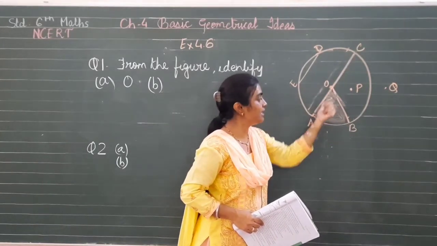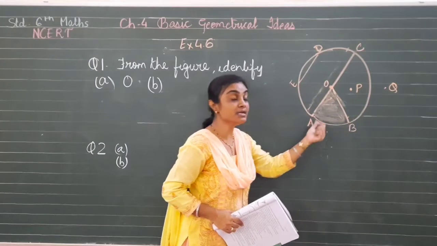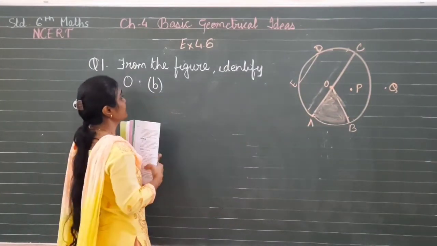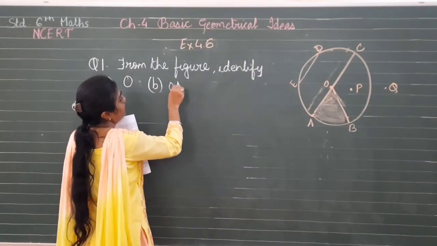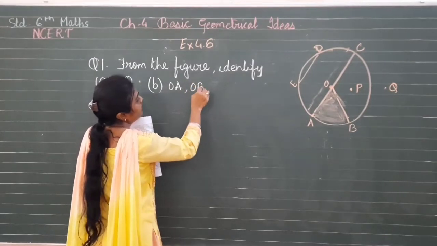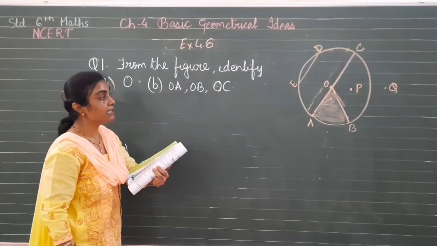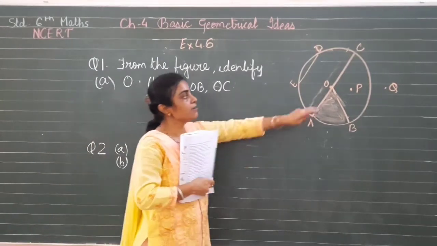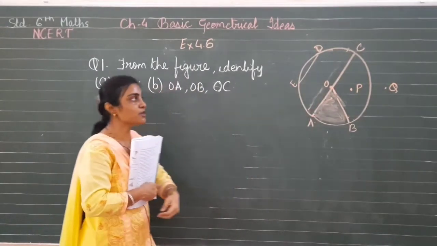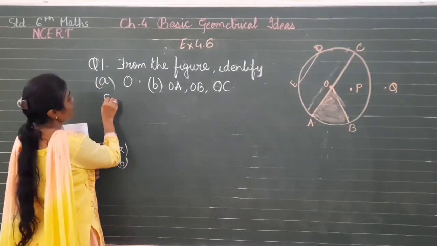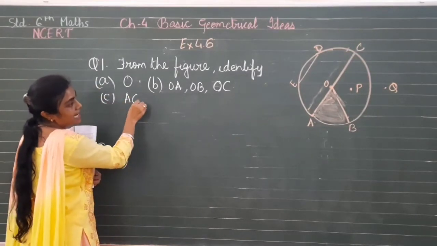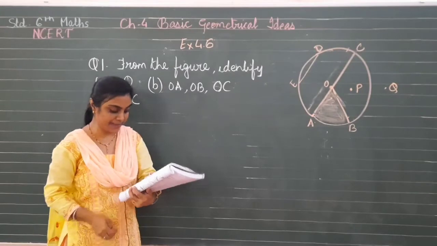That means from the center it meets a point on the circle. So the three radii we can see are OA, OB and OC. Now third, a diameter. Diameter means from the center it connects two points on the circle. So the diameter is the line segment AC.